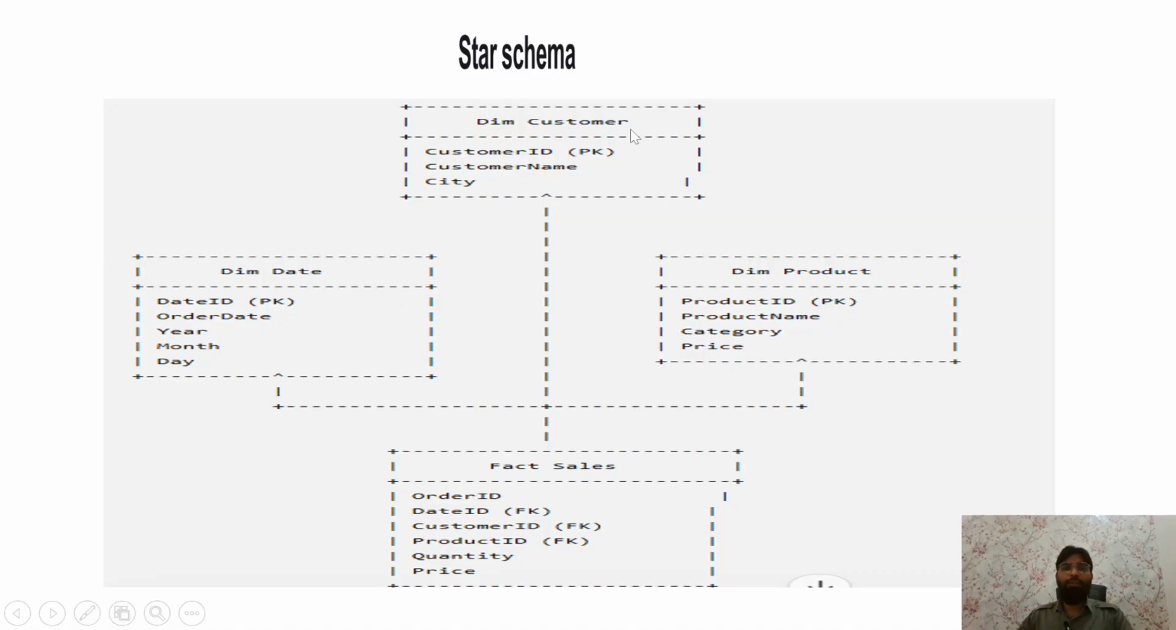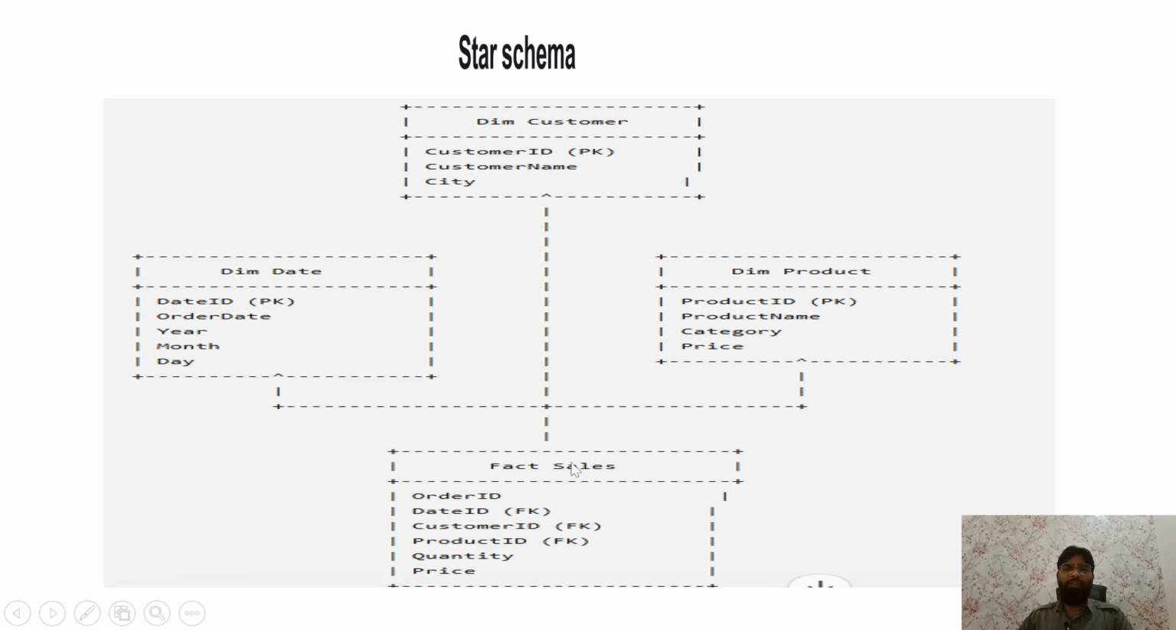So we have dim customer, dim date and dim product, three different dimension tables, and one fact table, which is fact sales. In dim customer we have customer ID, customer name and city, so the customer information is in the customer dimension table. In the date dimension table we have date, order date, year, month and day. In the product dimension table we have product ID, product name, category and price.